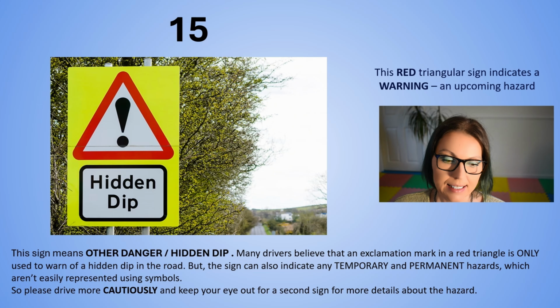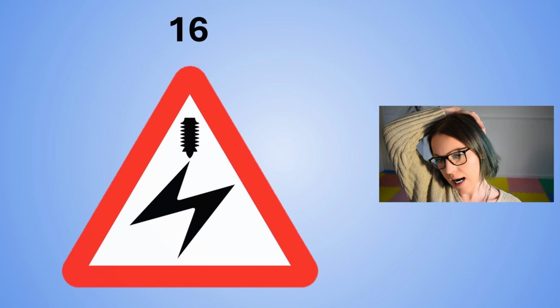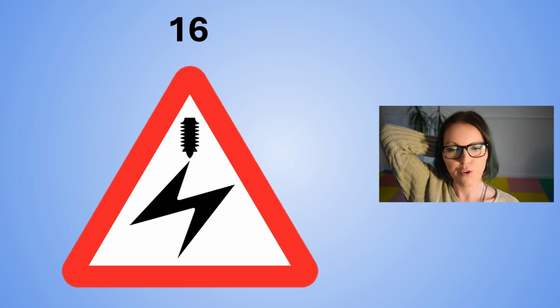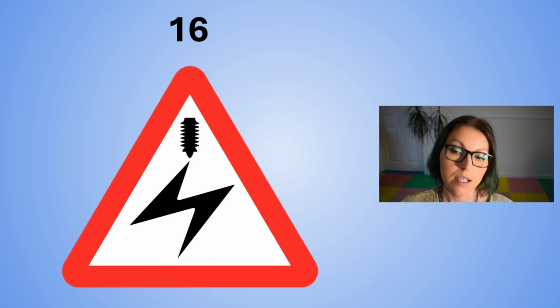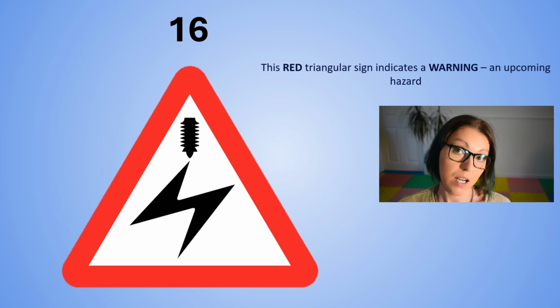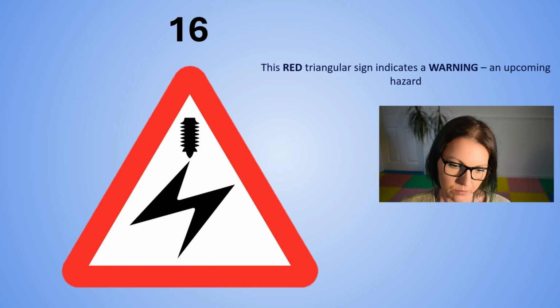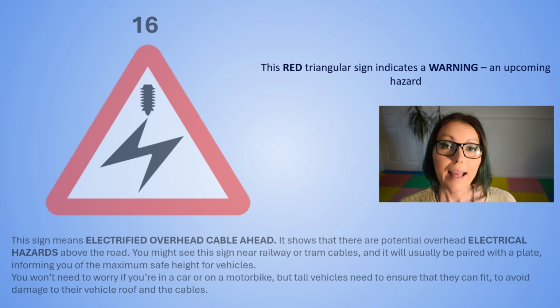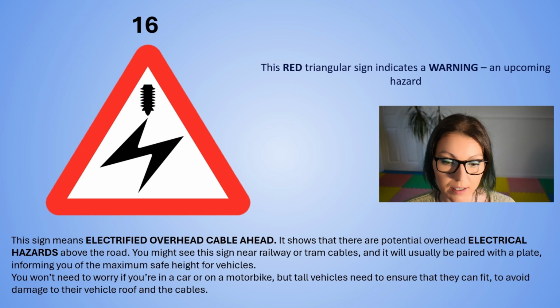Next sign. I wonder what is the first thing that comes to your mind when you see this sign. But anyway, the sign is a red triangular sign, which again indicates another warning or an upcoming hazard. And this sign means electrified overhead cable ahead. It shows that there are potentially overhead electrical hazards above the road.